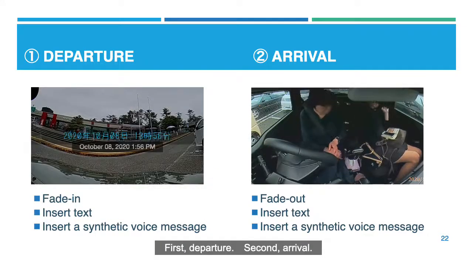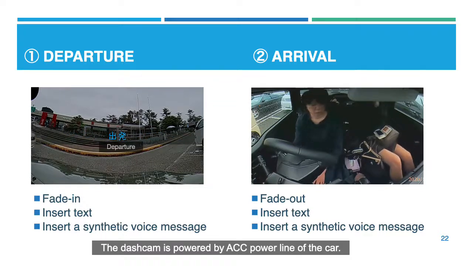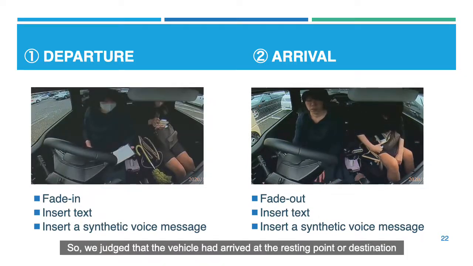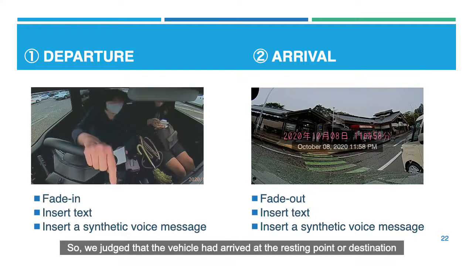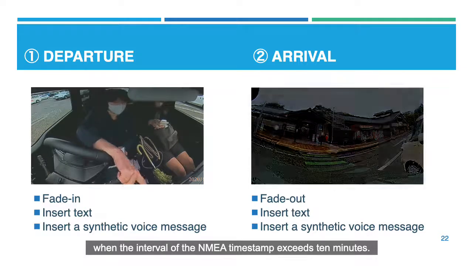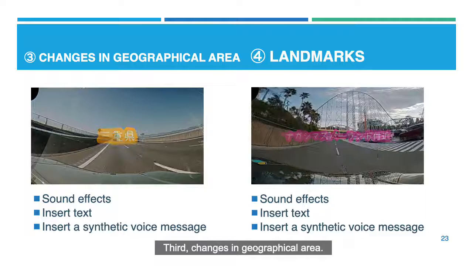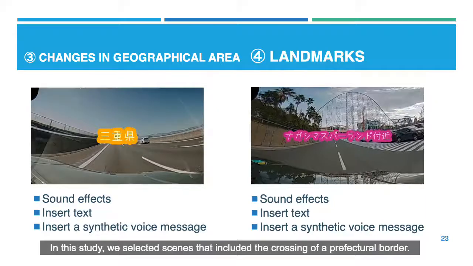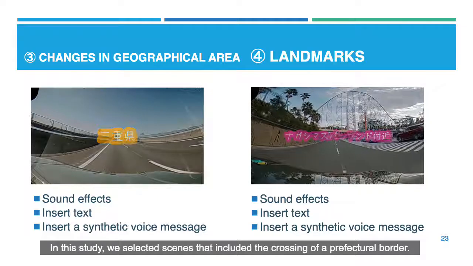First, departure. Second, arrival. The dashcam is powered by the ACC power line of the car, so we judged that the vehicle had arrived at the resting point or destination when the interval of the NMR timestamp exceeds 10 minutes. Third, changes in geographical area. In this study, we selected scenes that included the crossing of a prefectural border.